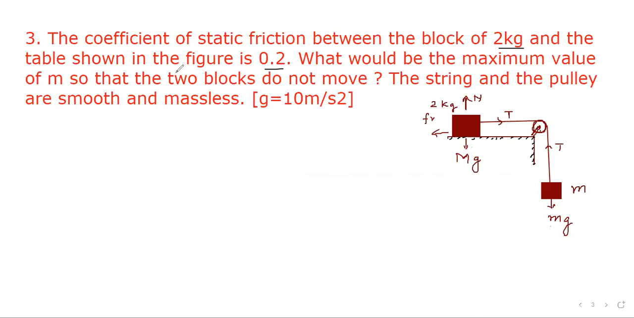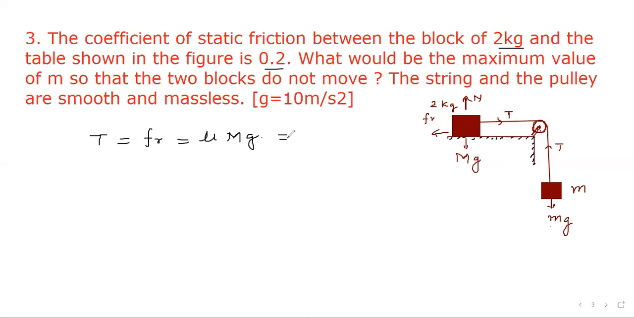Next question. The coefficient of static friction between the block of 2 kg and the table is 0.2. What would be the maximum value of m so that the two blocks do not move? The string and the pulley are smooth and massless. Here we can say tension must be equal to friction if the block is not moving, and friction equals mu times normal reaction mg.